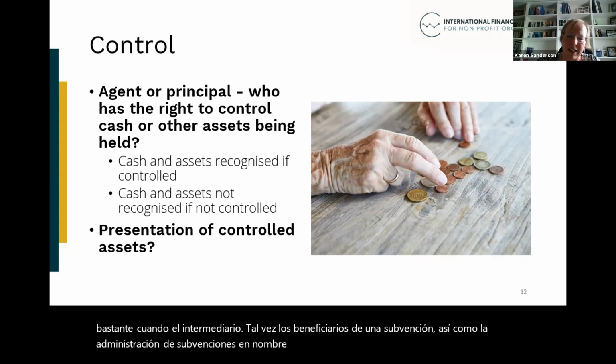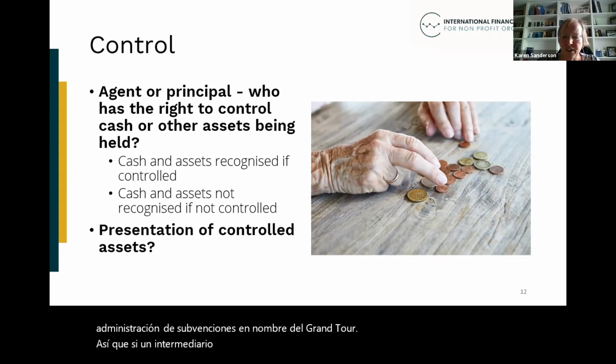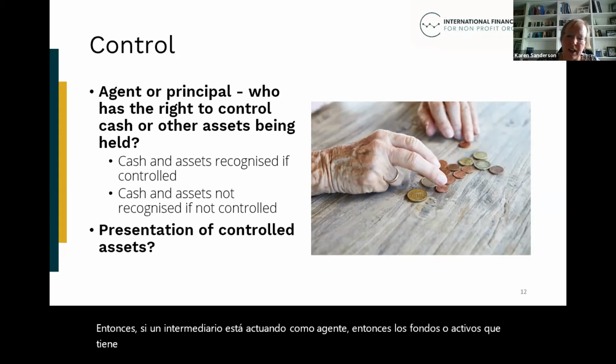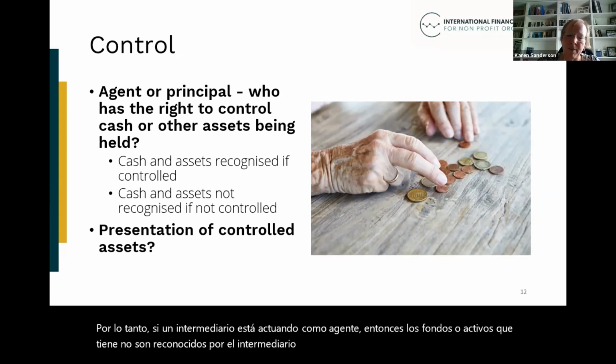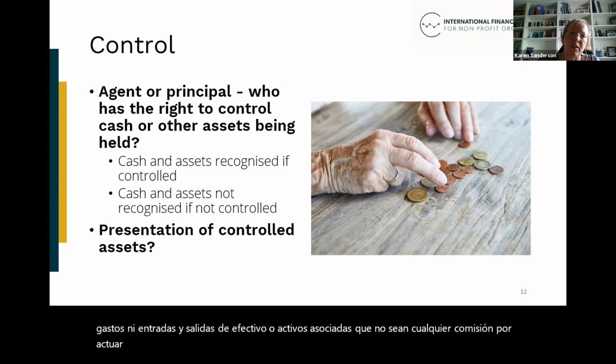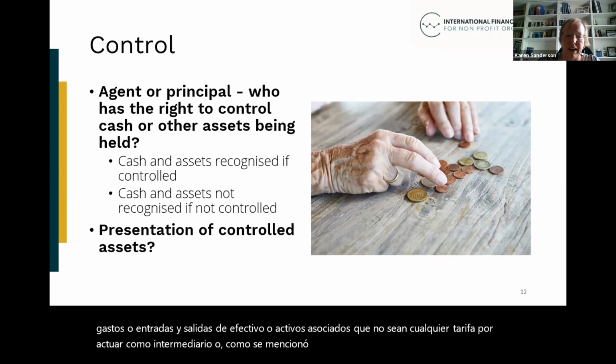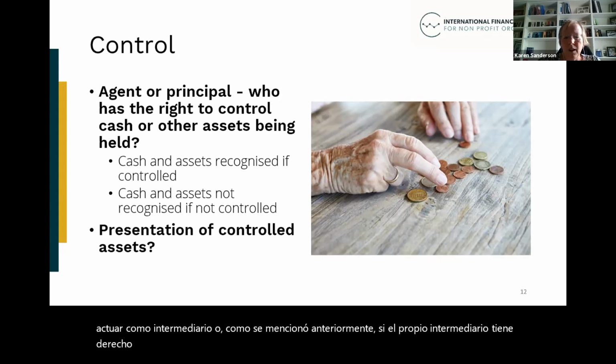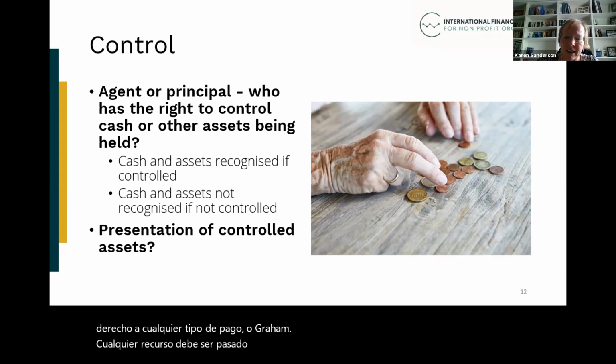So if an intermediary is acting as an agent, then the funds or assets that it has are not recognised by the intermediary in its financial statements. There would be no revenue or expenses or associated cash or asset inflows and outflows, other than any fee for acting as an intermediary, or as previously mentioned, if the intermediary itself is entitled to any kind of payment or grant. Any resources to be passed on could be held in some form of holding account outside of the intermediary's own account.